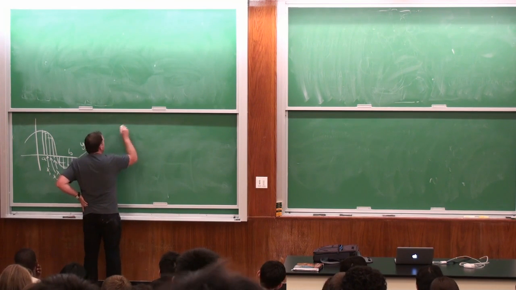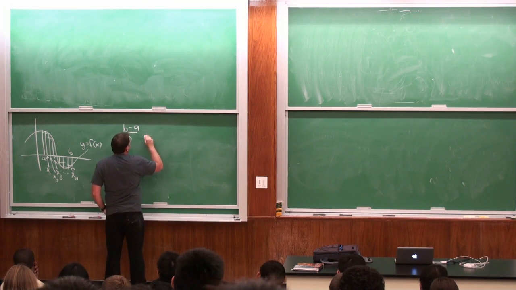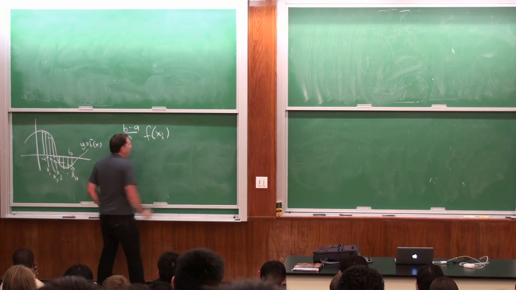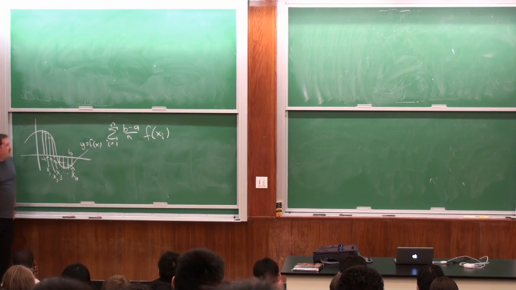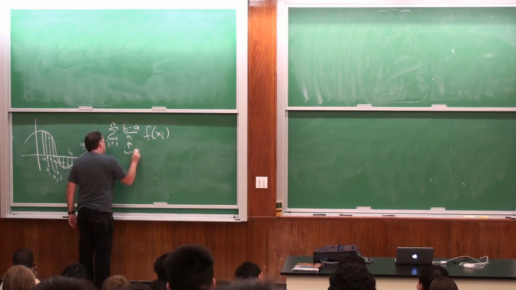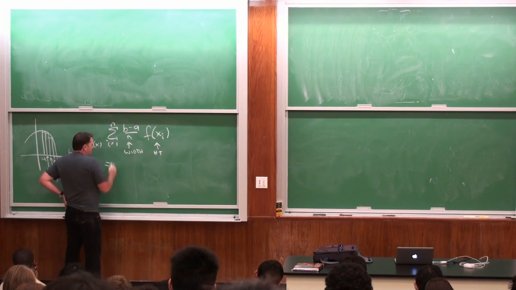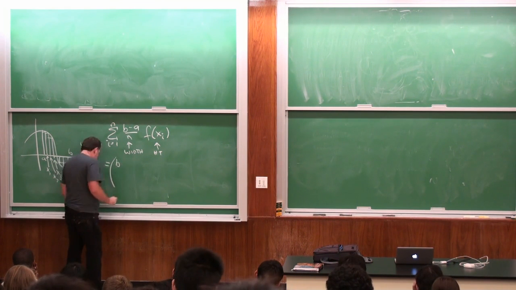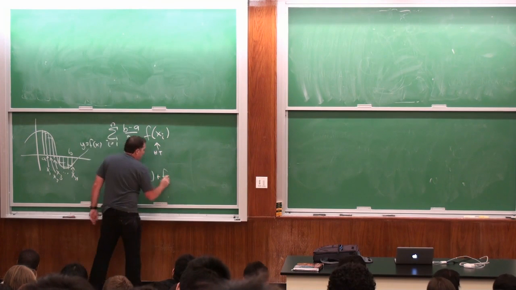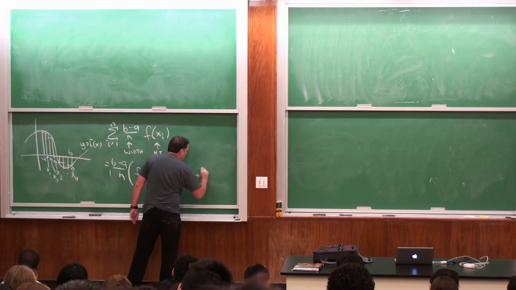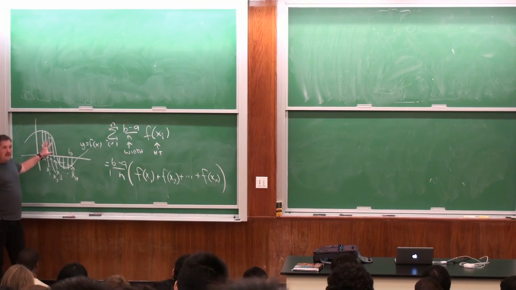So that would be written as, well, the width of each rectangle is b minus a over n, and the height of each rectangle is the function value there. And I just add them up. For those of you that forgot, this is the width, the height, and this is what the location means. Let me factor out the b minus a. So this gives me an approximation of the area.